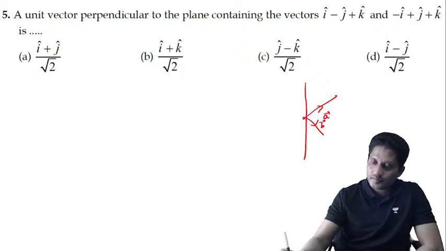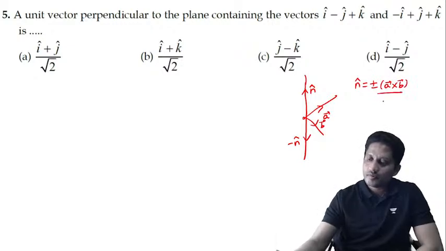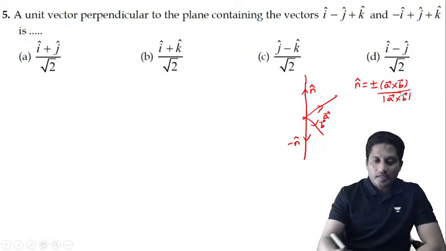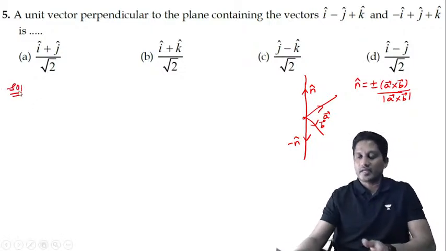This is A and this is B. This is n cap, the unit vector perpendicular to them. Another vector in the opposite direction is minus n cap. So the unit vector perpendicular to A and B is n cap equal to plus minus A cross B by mod of A cross B. This is the n cap formula.